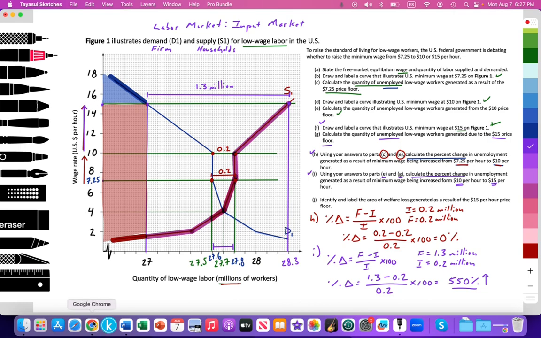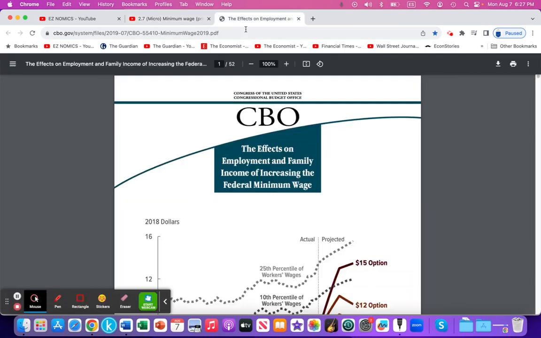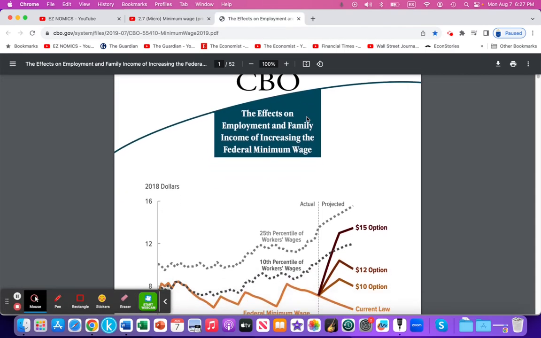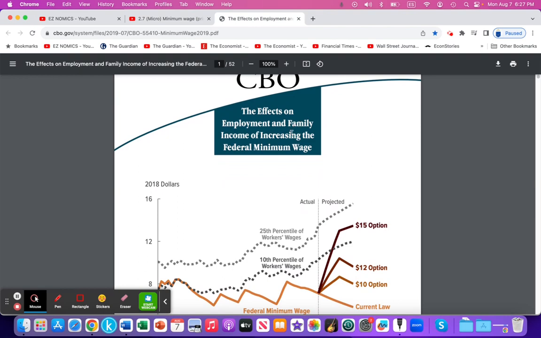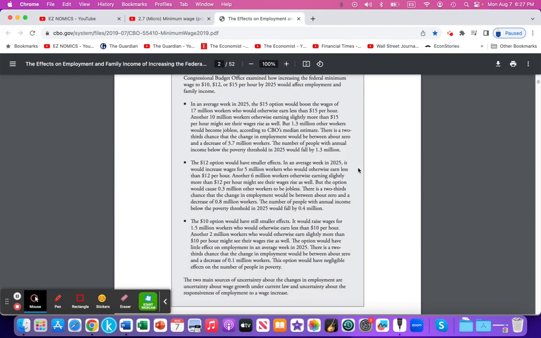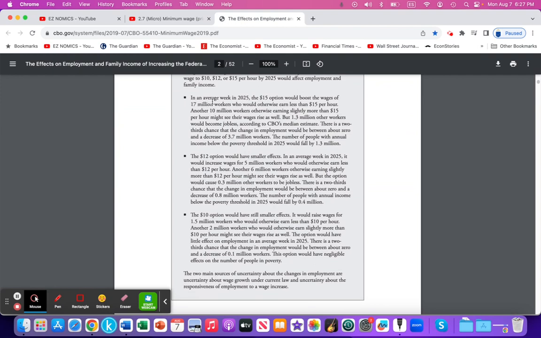There is a study regarding this by the Congressional Budget Office looking at the effects on employment and family income by increasing the federal minimum wage. And here we see that in an average week in 2025, if the minimum wage was incrementally increased to $15, it would boost the wages of 17 million workers, which is great.